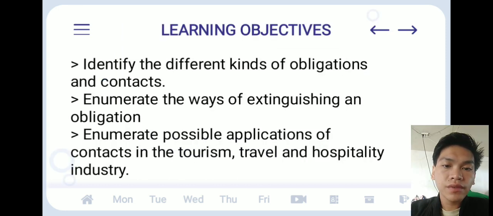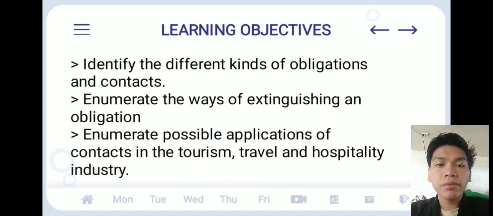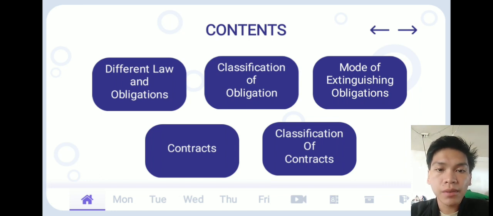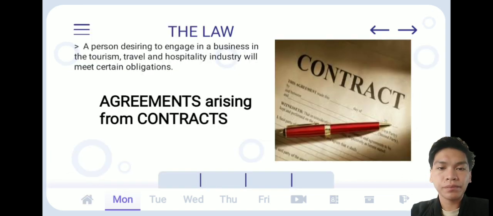So the learning objectives: identify the different kinds of obligations and contracts, enumerate the ways of extinguishing an obligation, and enumerate possible applications of contracts in the tourism, travel, and hospitality industry. For the contents, we will discuss the different laws and obligations, as well as the classification of obligations, modes of extinguishing obligations, and the contract and the classification of contracts.